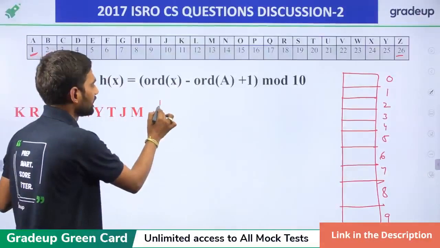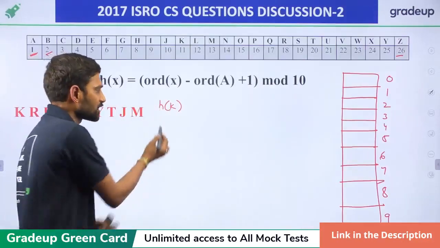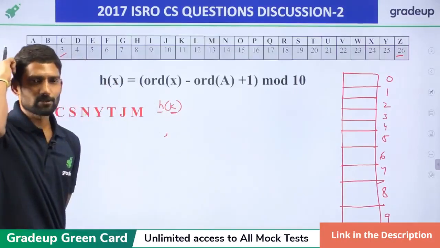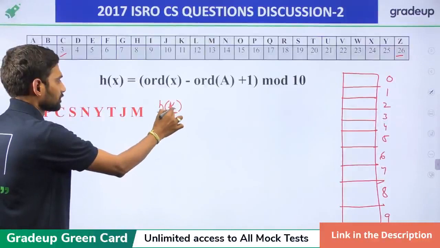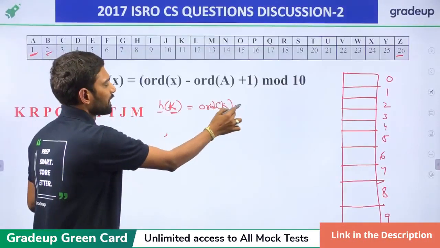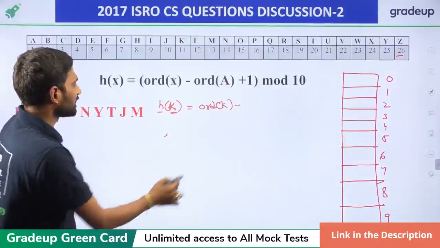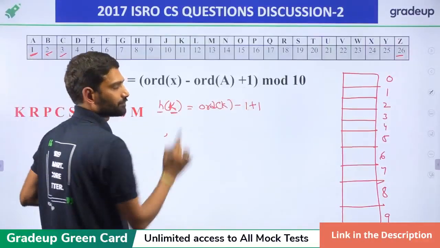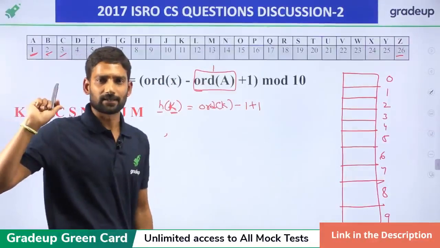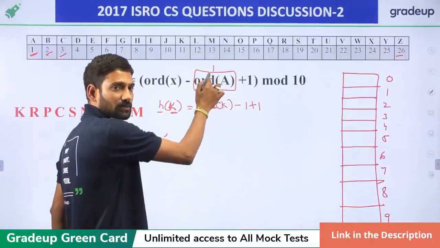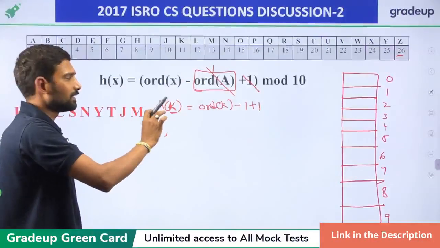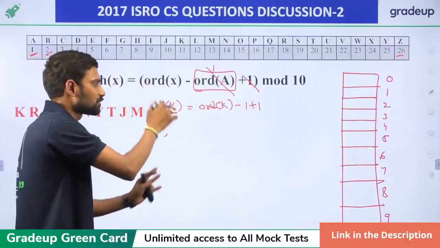Now, let us calculate h of k. That means in the hash table, what is the index of k? How to calculate? That is order of k minus order of letter A plus 1. The order of A is always 1 because that is the first character. So minus 1 plus 1 gets cancelled. So we can simplify the function: h of x is order of x. So h of k is order of k.